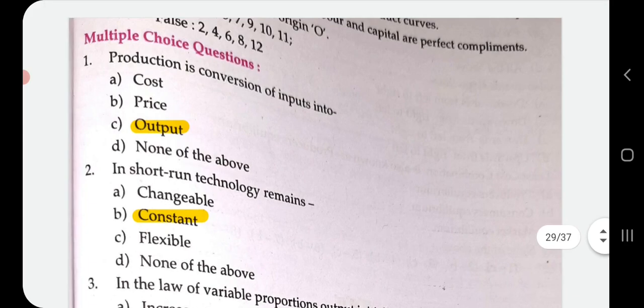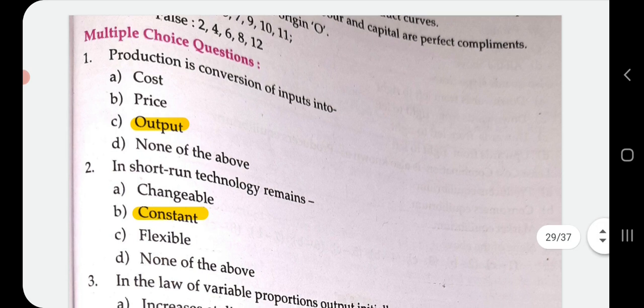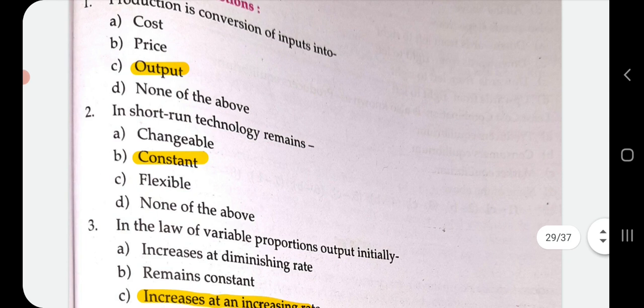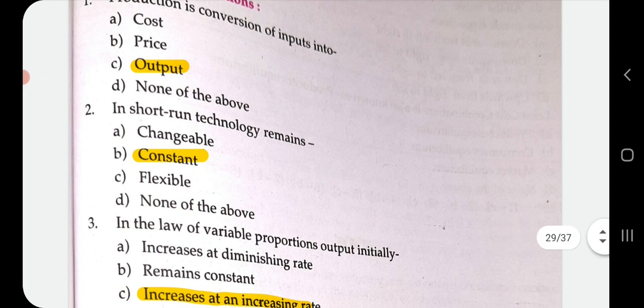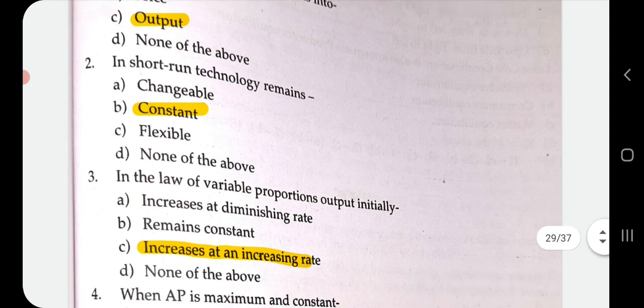Okay students, again the question on the production analysis third module के ऊपर है. Production is a conversion of input into output. Production मतलब क्या होता है? Converting input into output. Second question, in short term technology remains dash dash, and the answer is constant. In the short term technology we assume that it is constant, we do not change the technology.